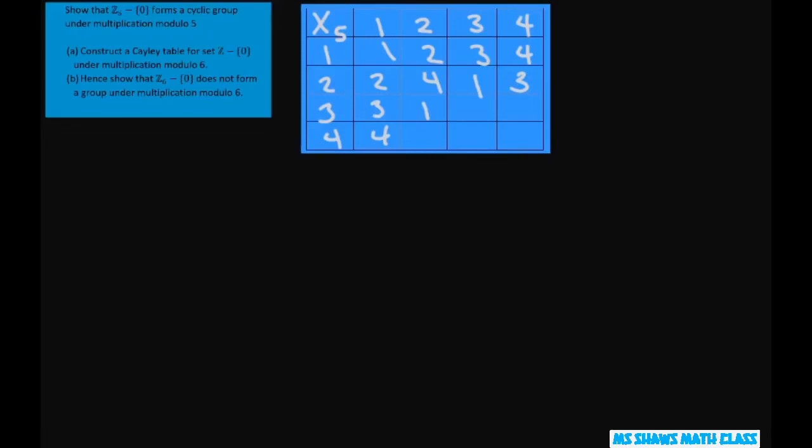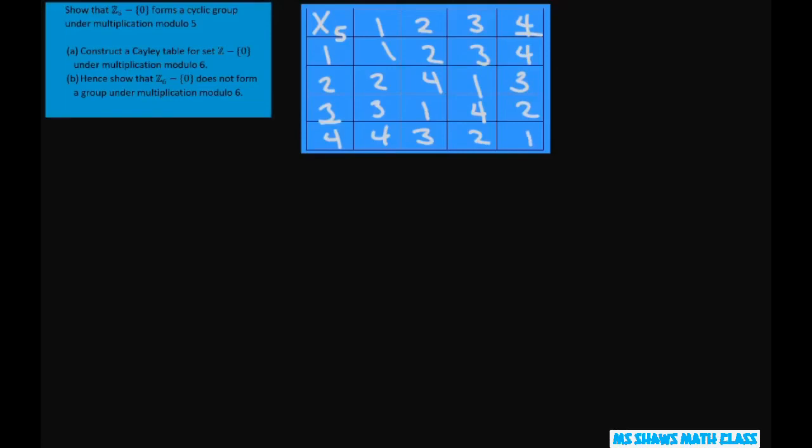3 times 3 is 9. Divide that by 5 and you get a remainder of 4. And 4 times 3 is 12. Multiply these two, divide that by 5. That's 10, but the remainder is 2. And you finish up the rest.